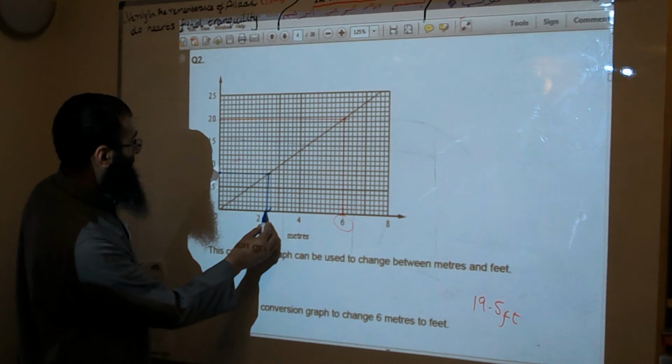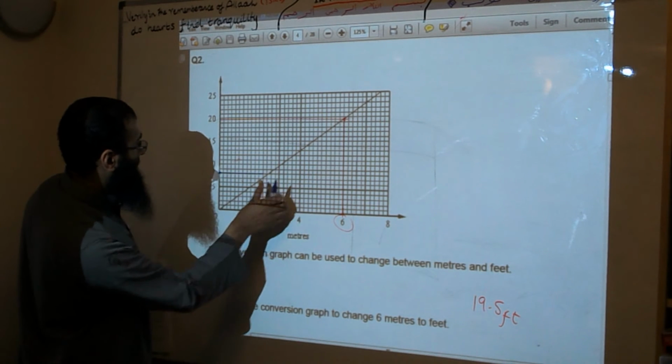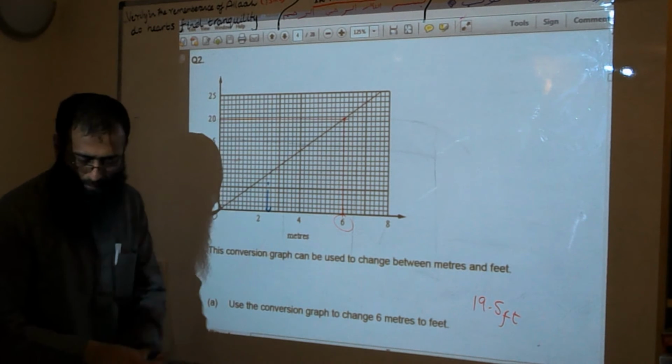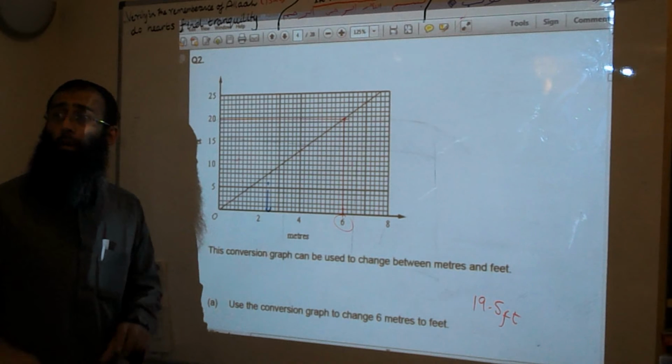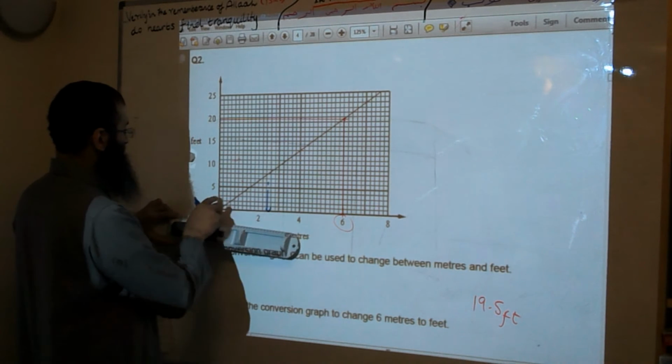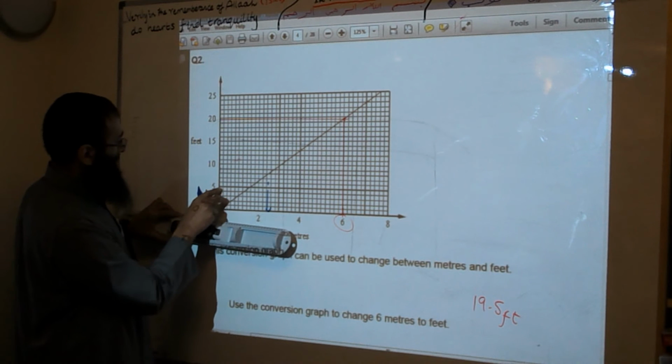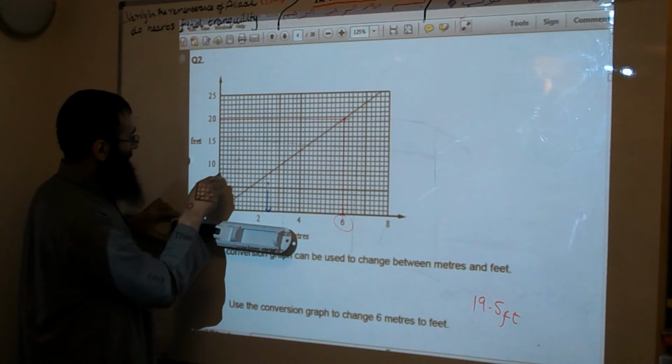Mine is slightly off. Wait for a second. Yes, mine is slightly off. Okay, so do that one again. 5, 6. Both calculations, 5, 6. Was it 8? 5, 6, 7, 8.